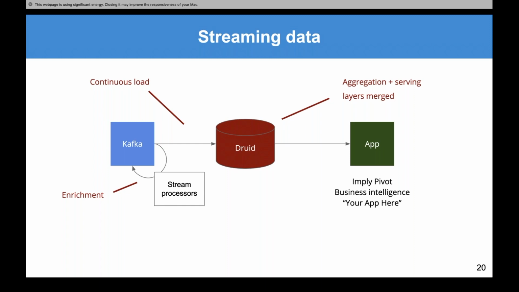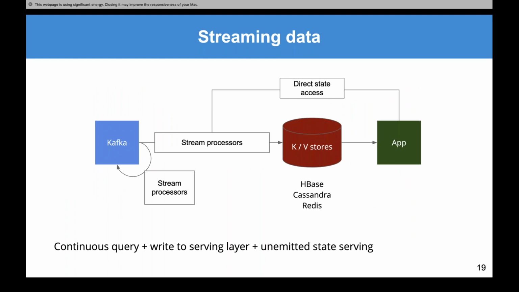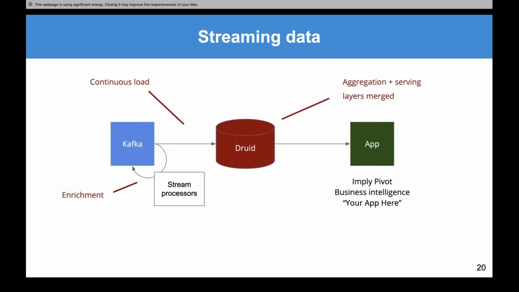They do have a strong place in this world, and that place is enriching data, preparing data to be loaded into a database. You then do a continuous load of data from Kafka into Druid, and in Druid the aggregation and serving layers are merged. Instead of separating the aggregation layer into a stream processor and the serving layer into a state store or key value store, in the Druid world the aggregation and serving layers are put together. And that's what gives you the power and flexibility. So the core idea is to use an analytical database that has this kind of power.